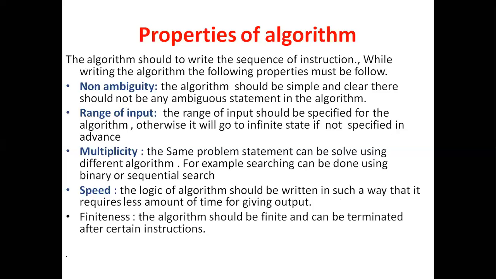And last is your finiteness. The algorithm should be finite and can be terminated after a certain instruction. That means when you are writing an algorithm, it should have finite steps. It should end at a certain point. It cannot go on and on. It should be terminated at some point of time. So that is called the properties of an algorithm. There are five properties of an algorithm: non-ambiguity, range of input, multiplicity, speed, and finiteness.